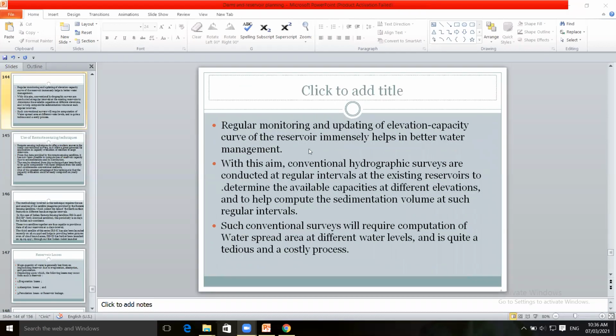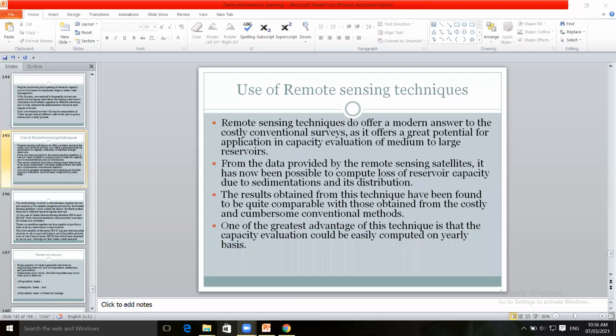Understood? In the exam they may ask about the remote sensing technique in the reservoir sedimentation survey, how to use this remote sensing technique in the reservoir sedimentation survey. Understood? Please reply.